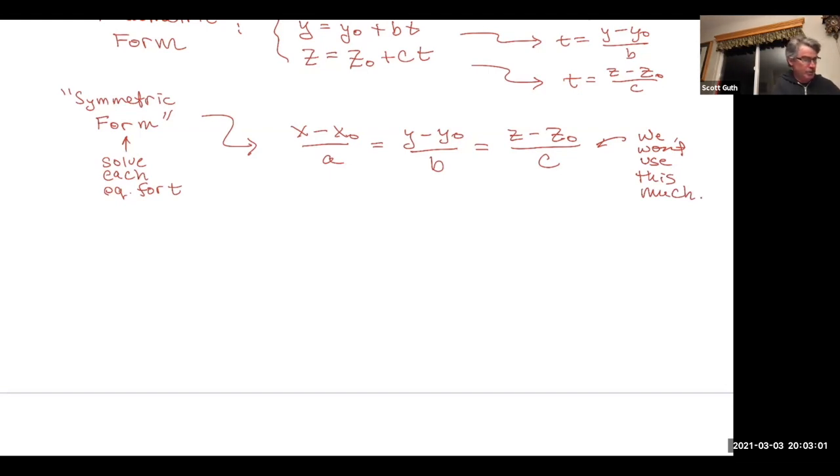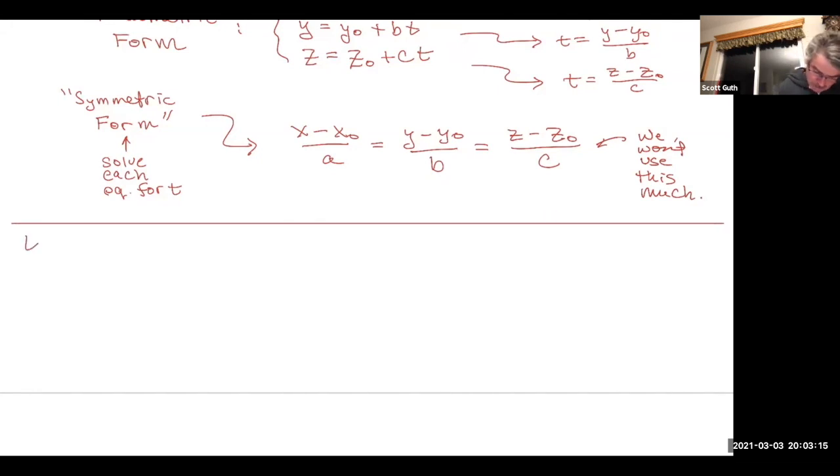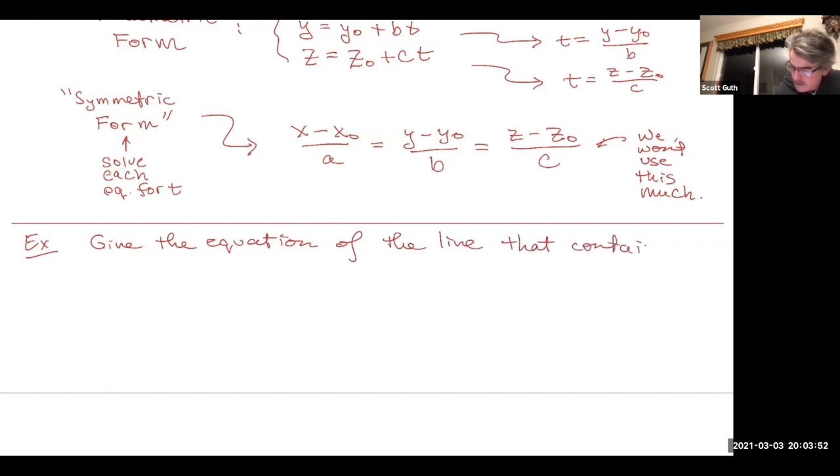There's also an example. I'm sure I owe it to you. So this is usually how the problem comes at you. Give the equation of the line that contains the points (2, -3, 4) and (1, 5, 9).